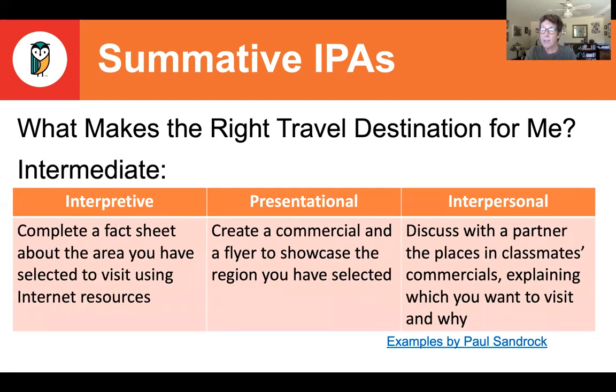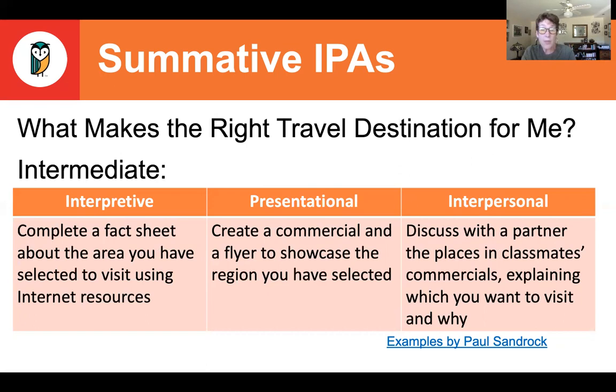That's our novice level. Let's move on to the intermediate level. Same topic. In the interpretive mode, intermediate, students could complete a fact sheet about the area that you selected to visit using internet resources. Maybe they could select it. Presentational, they could create a commercial and a flyer to showcase the region.